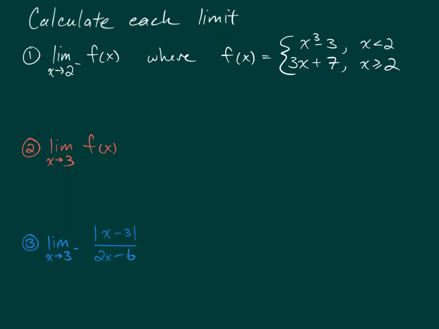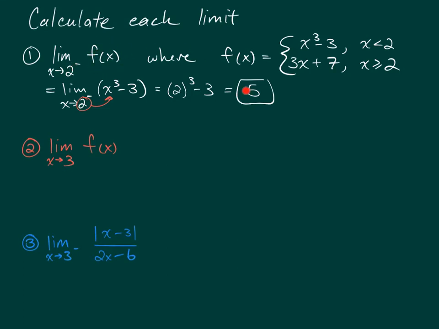So I can rewrite this limit: the limit as x approaches 2 from the left of x cubed minus 3. And now a direct substitution can be made, leaving you with 2 cubed minus 3, which is 5. So that limit as x approaches 2 from the left of f of x is 5.